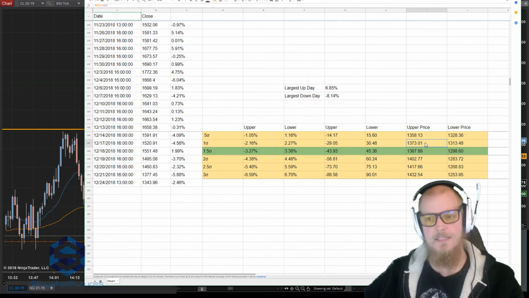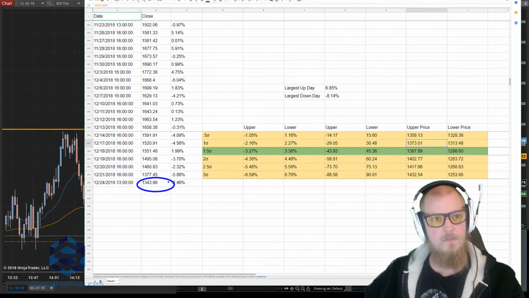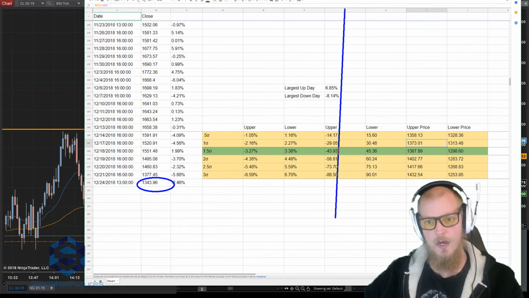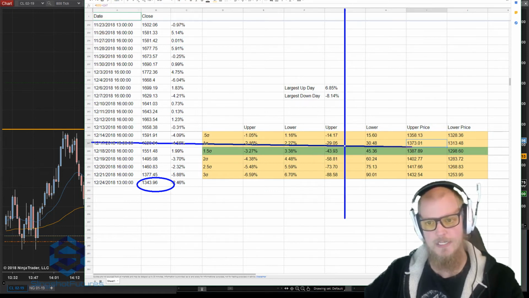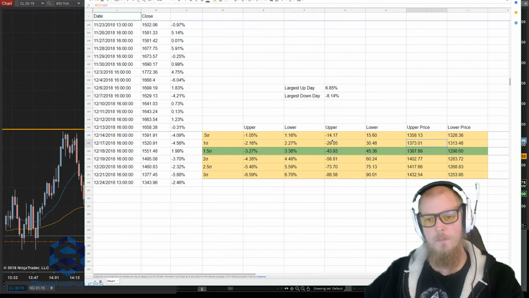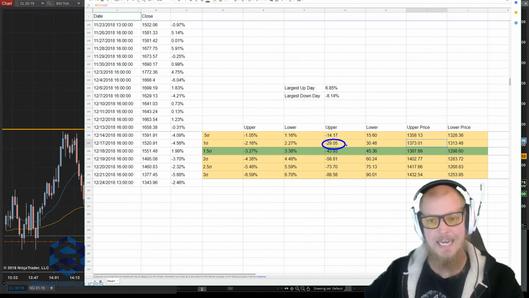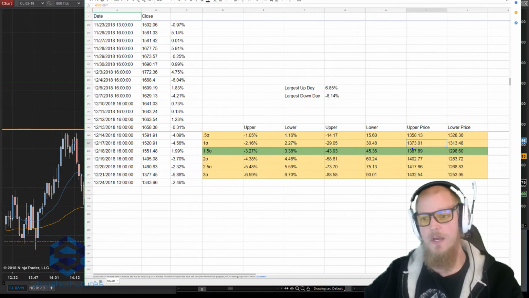So if we were looking at the second one, the full deviation, we take B252 minus G247, right? G247, so again, draw the lines on there, G247 right there. So we're minusing a negative, right? So we're adding 29.05, which would be 1373.01. You just do that all the way down.